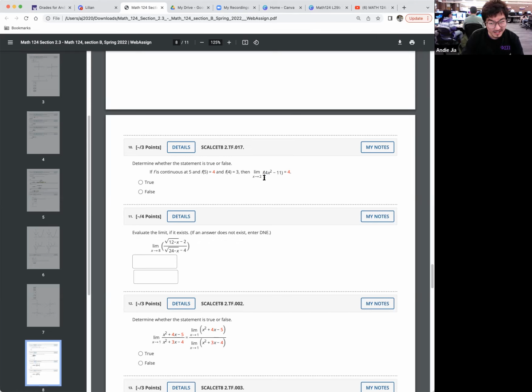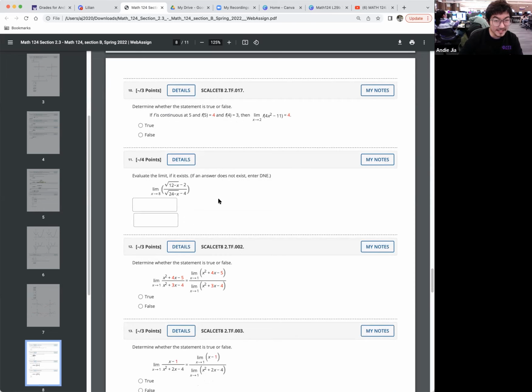Oh wait, oh never mind. f of 5 is 4, so it is continuous. Oh, I misinterpreted the question. This is true. Number 10 is true because if you plug in 2 here it is 5, and f of 5 is 4. So it is true. I'm sorry that I made the confusion. I misread the question labels here.